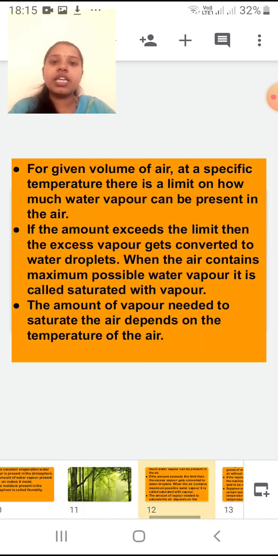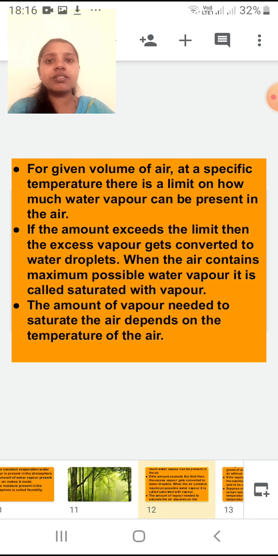Okay, now the next concept we are going to study is saturated and unsaturated air. Now for a given volume of air at a specific temperature, there is always a limit on how much water vapor can be present in the air. Now if this amount exceeds the limit, then the excess vapor will get converted into water droplets. Now when the air contains the maximum possible water vapor, we say that the air is saturated with the vapor.